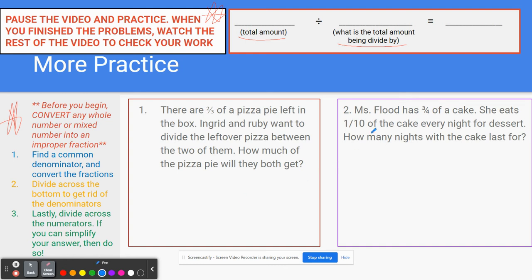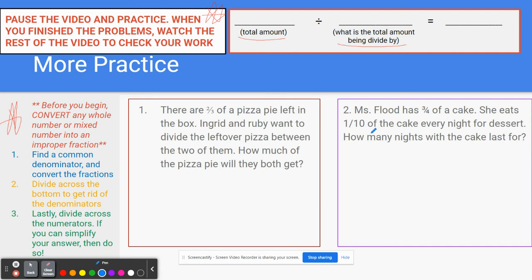All right, so hopefully you were able to pause and try these questions on your own. I'm going to go ahead now and go over them. So for question number 1, there are 2/3 of a pizza pie left in the box. Ingrid and Ruby want to divide the leftover pizza between the two of them. How much of the pizza pie will they both get?